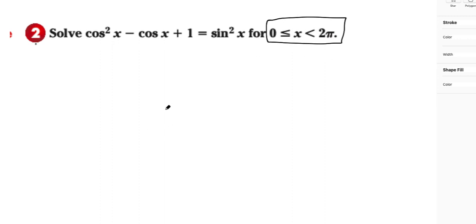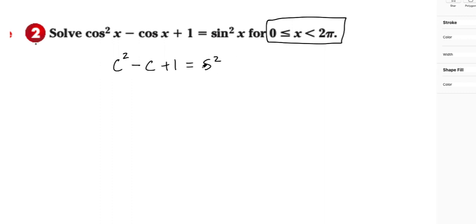So let's get started. So c squared minus c plus 1 equals s squared. And as I'm looking at this, I'm noticing that all of this is in terms of c over here, and it's always good to have equations in terms of one variable.